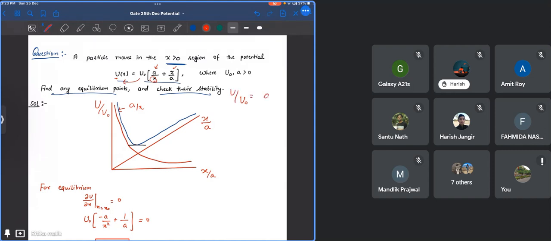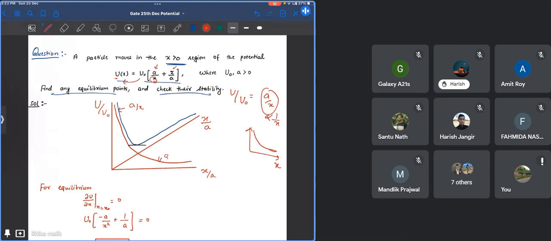So you are left with a by x. If you look at this term, it is like a 1 by x kind of plot. So this is how the inverse 1 by x plot is going to look. So this is your a by x term.